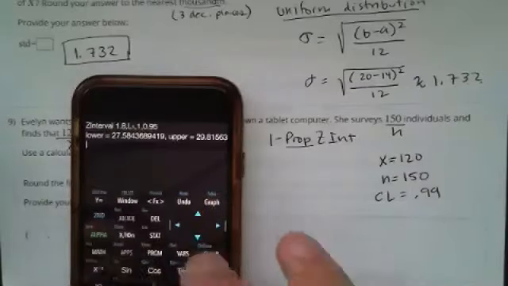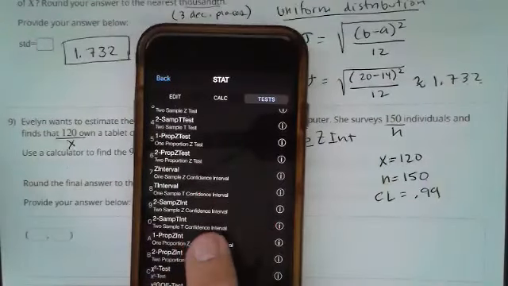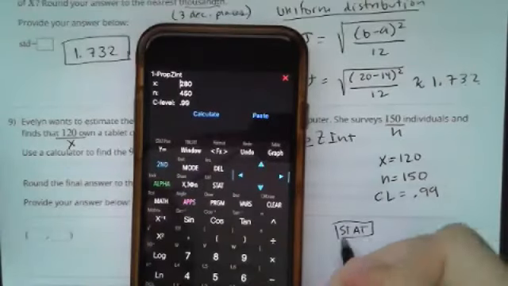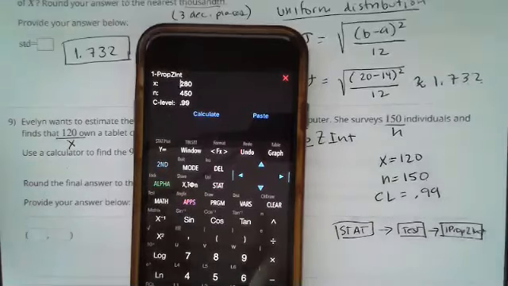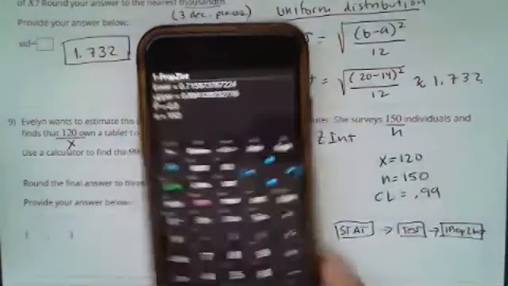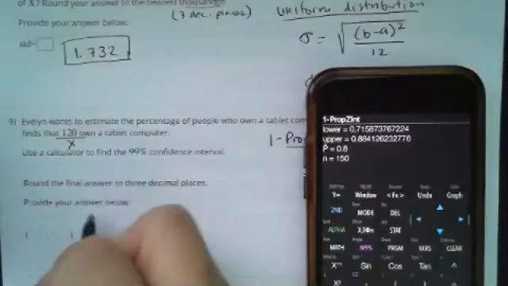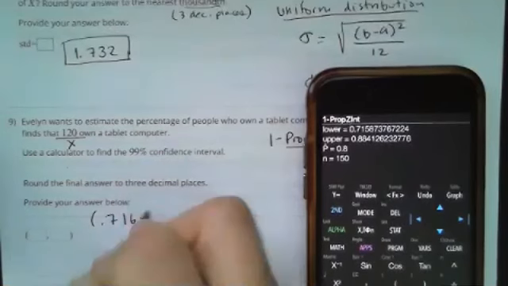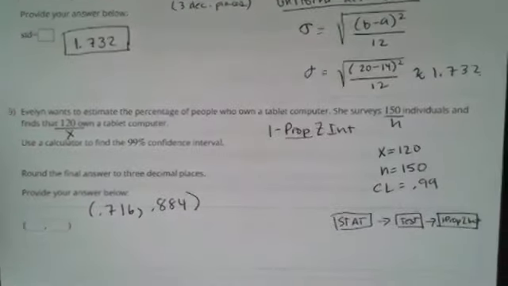So let's go ahead and do that. So let's clear this. So stat, tests, one prop Z int. And you're basically finding the interval given one proportion. So your x is 120, your n is 150, your confidence level is 99, and then you just calculate it, and there it is, boom. So your final answer should be rounded to 3 decimal places. So you would have 0.716 and then 0.884, and that's it. That's really all you need to have right here. Okay, so yep, so that is for number 9.